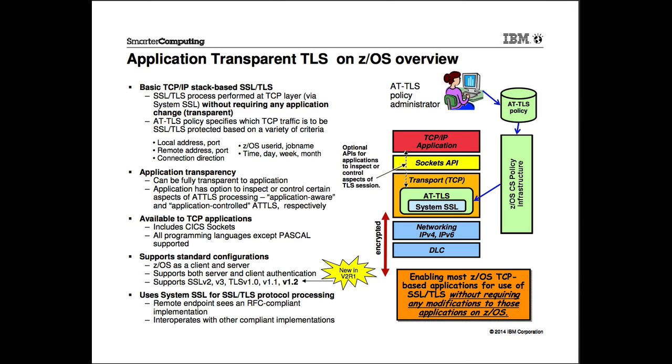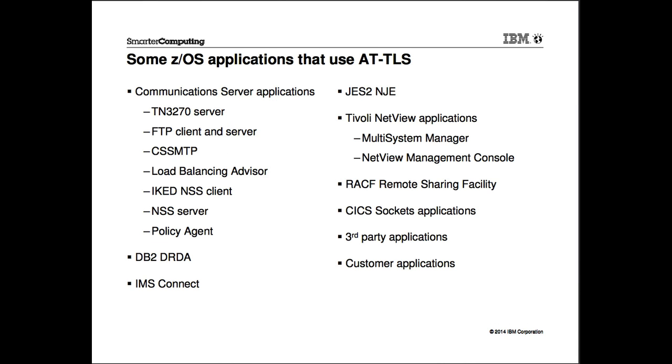So it uses System SSL, the z/OS element, for SSL/TLS processing. Now, the remote endpoint doesn't know I'm application transparent. It just thinks I'm a compliant implementation. So the main value of this is you don't have to implement it in your applications. You just use the Configuration Assistant to configure an application transparent TLS policy, and z/OS implements it transparently to the application. And here is a list of some of the many applications that use AT-TLS.